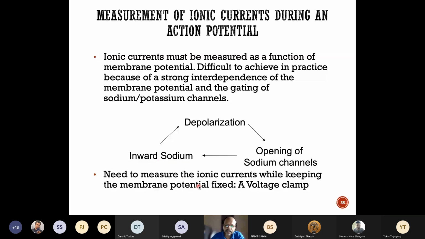So how do I measure the currents while keeping the membrane potential fixed? That's a very difficult thing to do. And part of the success in our understanding of how action potentials work is because some very smart people figured out a way to hold the potential fixed and measure the ionic currents. It's a technique called a voltage clamp, which I'm going to talk about now.